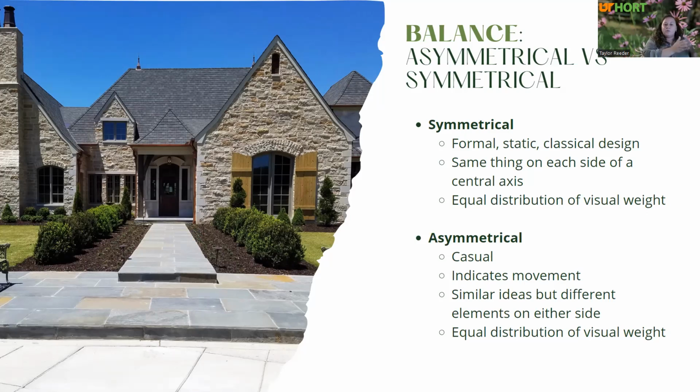It's still an equal distribution of visual weight, so we still don't feel off balance. We never want to feel off balance with a design or in a landscape, but it's going to have similar ideas on either side, with different elements. It's still going to be balanced, but with different elements on either side. And this is going to be less formal. It's going to be more casual, with a little bit more movement to it. And sometimes a symmetrical structure is going to lend itself to a symmetrical landscape, as well as an asymmetrical structure may be better with an asymmetrical landscape.